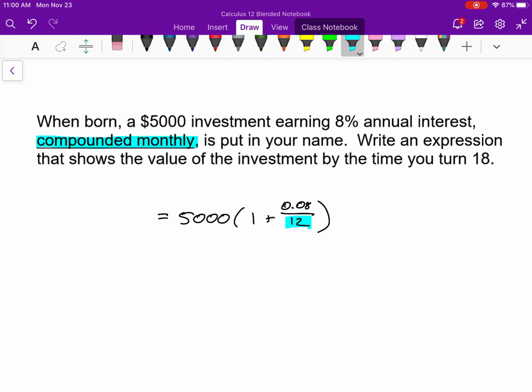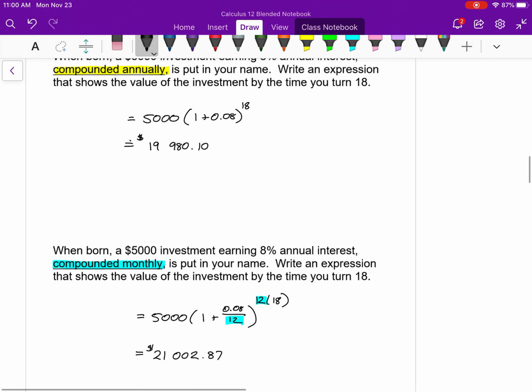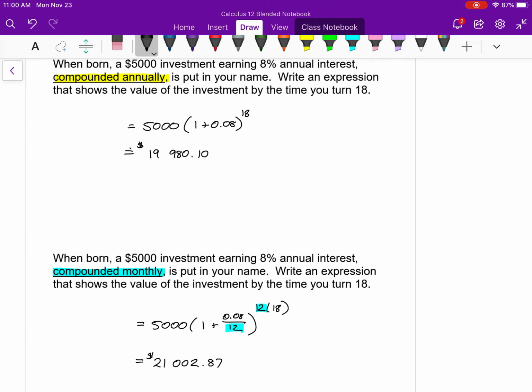And so in 18 years, we don't add this amount, right? Because this factor here is the amount of percent we're adding each month. In 18 years, it doesn't happen 18 times. It happens 12 times 18 times: 12 months times 18 years. And that's the expression. That's the most important part to me. Notice if I actually evaluate this on a calculator, I get $21,002.87.